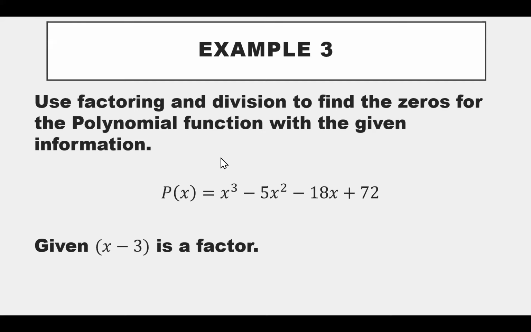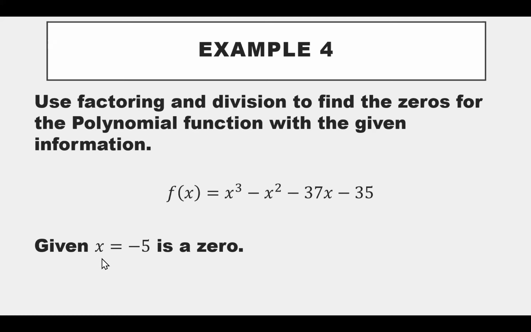So that's how we can use factoring and division to help us find zeros of a polynomial. Again, in this case, we were given that x minus 3 is a factor, so we knew x equals 3 was going to be a 0.